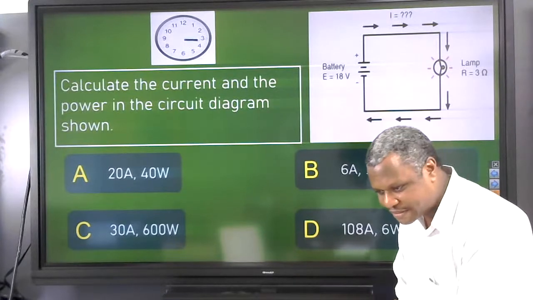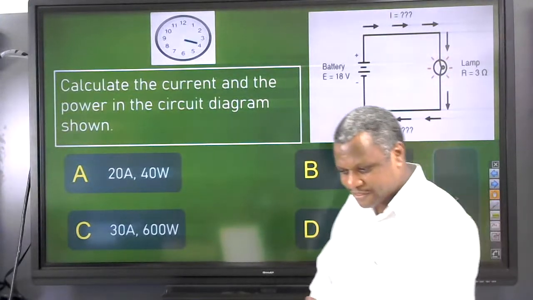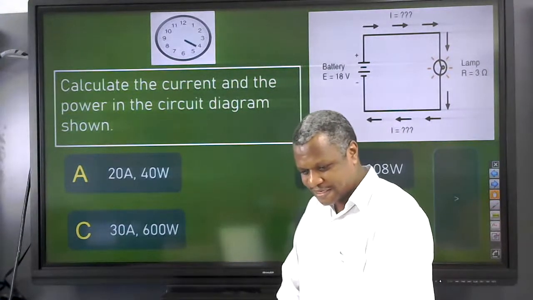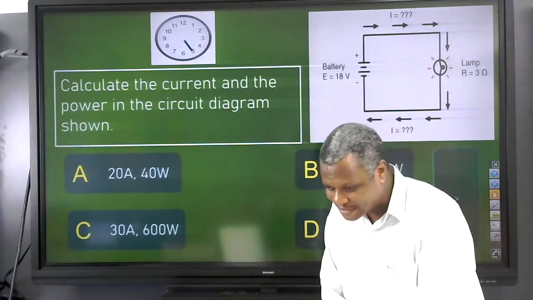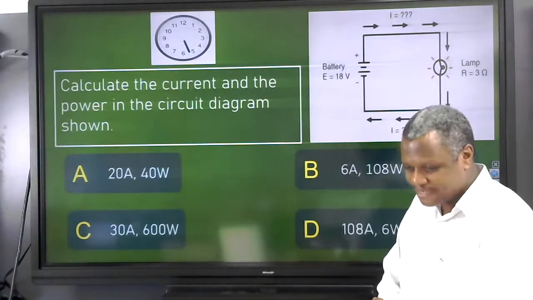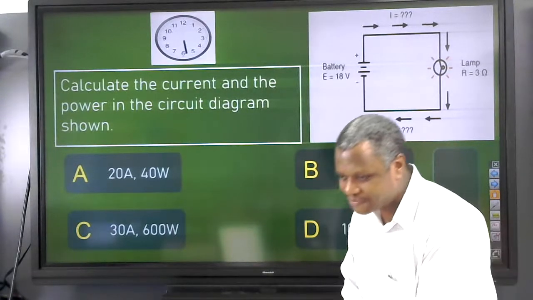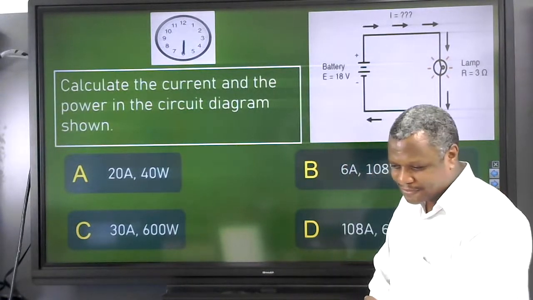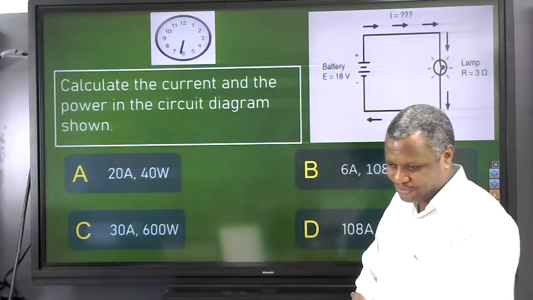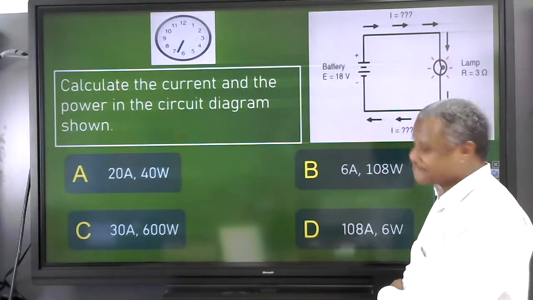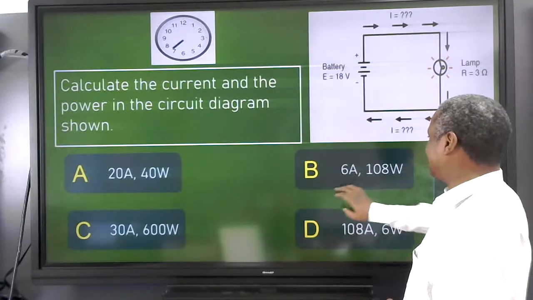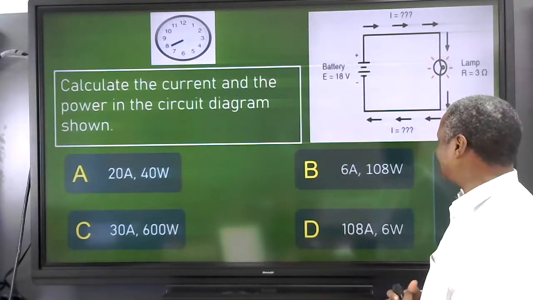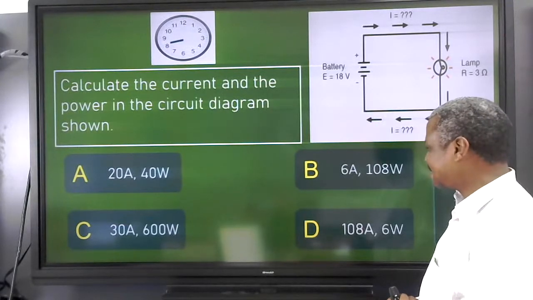Hey, Lucifer, your name is Lucifer. 3 room 5, number 23, B, Lucifer. And then, who else? Number 2, 3 room, why did you call yourself Lucifer? 3 room 5, number 23. 3 room 2, number 47. I think all your answers are correct. The correct answer should actually be, yeah, 6 amperes, 108 watts.